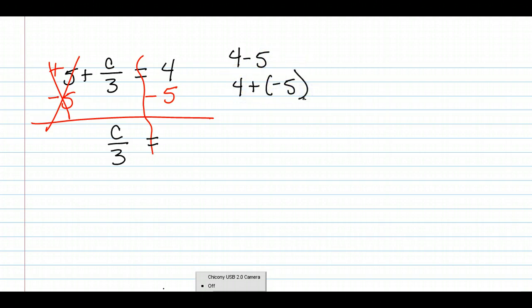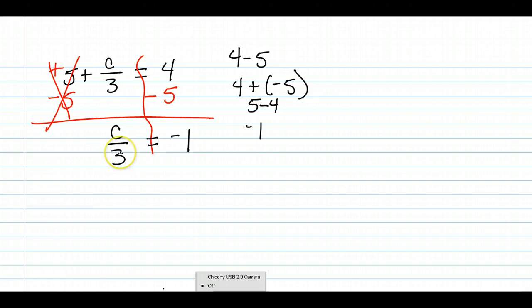We just did this with our proficiencies. When we have one of each, we subtract. 5 minus 4 is 1. And then we go back. Which one has the highest absolute value? It's the negative, so this is a negative 1. So 4 minus 5 is negative 1. But we're not done, even with all that extra work, because we still don't have our c all by itself.